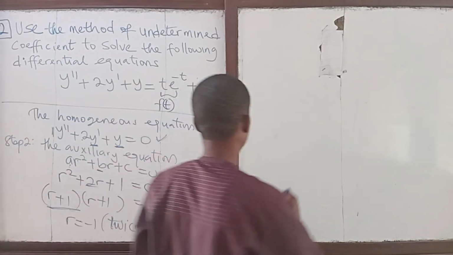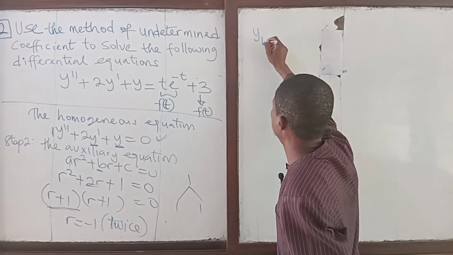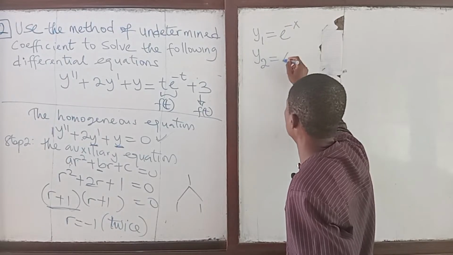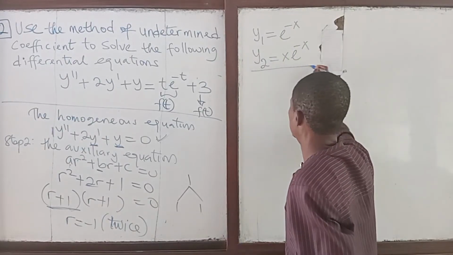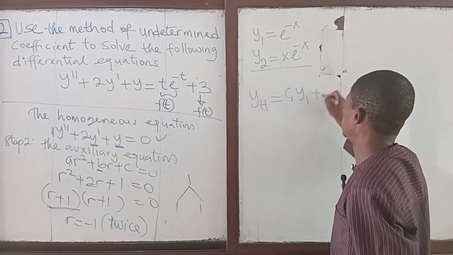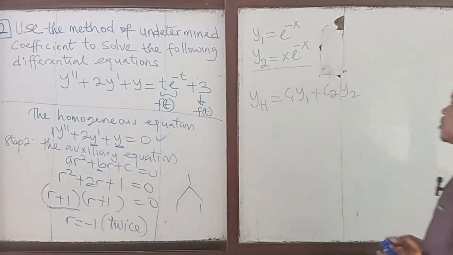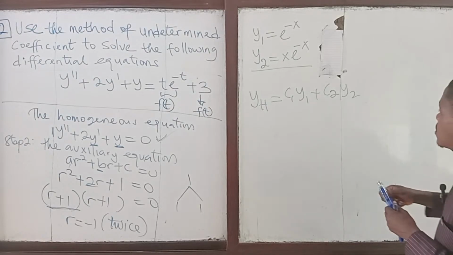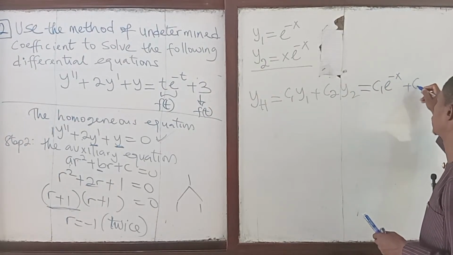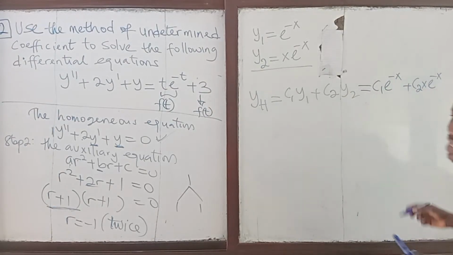In that case, if it's a repeated root, it means y1 is equal to e to the power minus x, y2 is equal to x times e to the power minus x. So the general solution for the homogeneous part will be equal to c1 y1 plus c2 y2. Then we can plug in those parameters y1 and y2. That will be c1 times this one plus c2 times this one. And that's that on the homogeneous part.